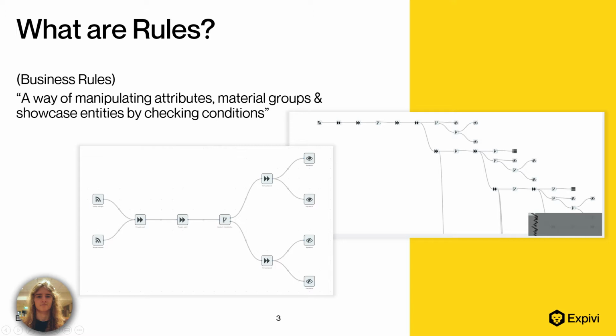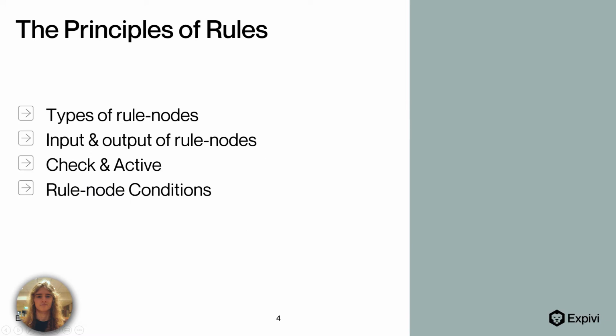I will be covering the basic rule nodes one by one, but first you should understand the core logic of the rules. On to the principles of rules. In order to better understand the rule system, I will be covering the different types of rule nodes, the input and output of rules, the difference between check and active, and lastly, the variation of conditions belonging to rule nodes.